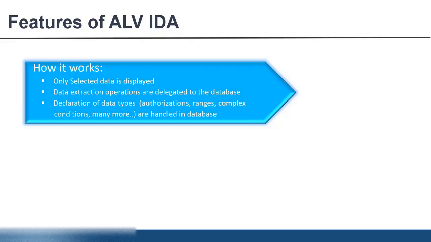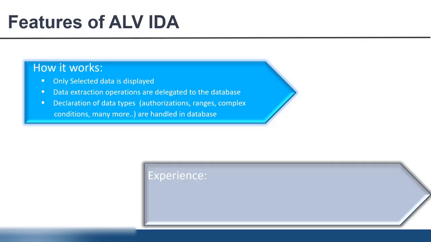Here are some more features of ALV IDA. What happens in ALV IDA is only selected data is displayed on the screen. That means at a time you can see only one page of data on the screen, which is fetched from the database. That means memory consumption is limited to only one page of data. Data extraction operations are delegated to the database, and data declaration of data types, that is authorizations or ranges or any other complex data handling, is delegated to the underlying database.